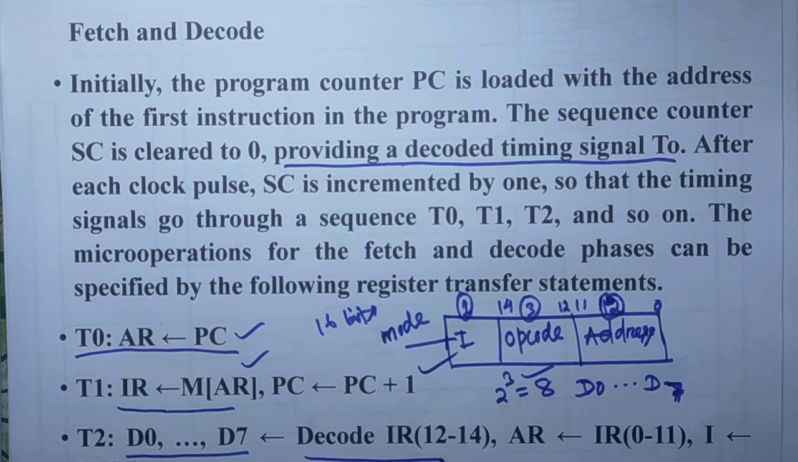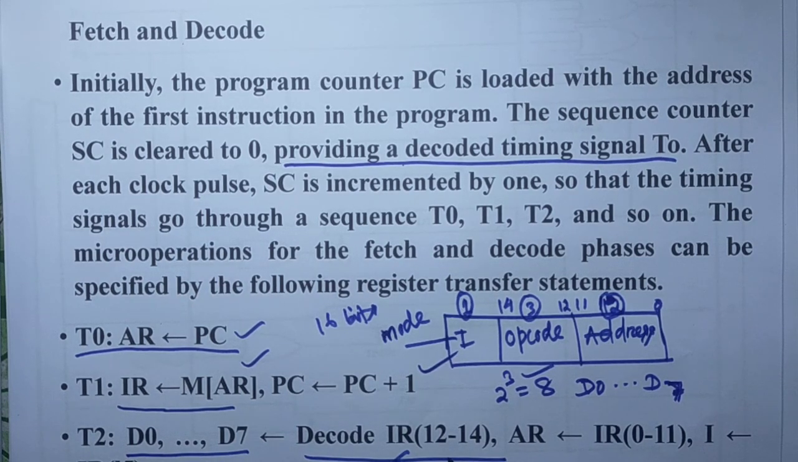Which part? That is the IR, the instruction register, because the instruction register contains the instruction. It has a second part, the opcode part, which should be decoded. This is 3-bit data for the different operations that need to be decoded.